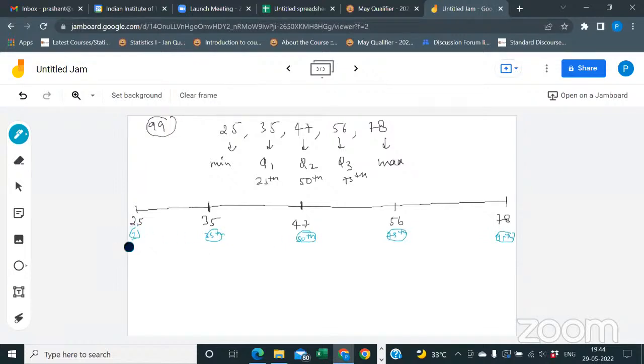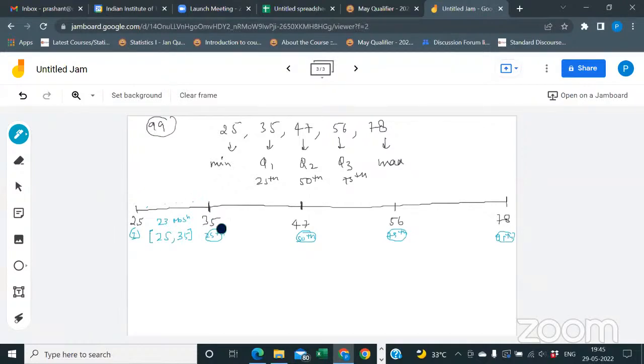Now, can you tell me how many observations are between these two? This is the first, so 23 observations will be between these two. What are the possible values for these 23 observations? It can be 25, and the maximum value it can take is 35. From here to here, they can all be 25, or they can all be 35.